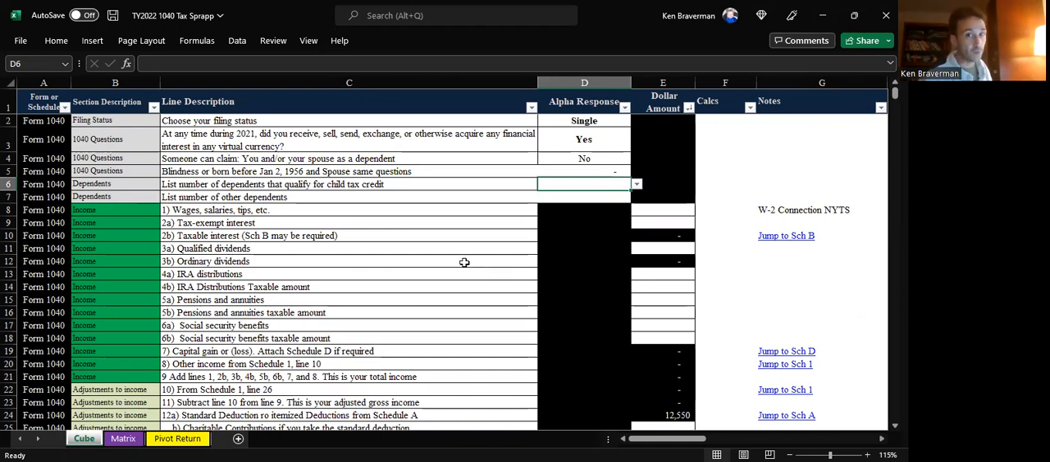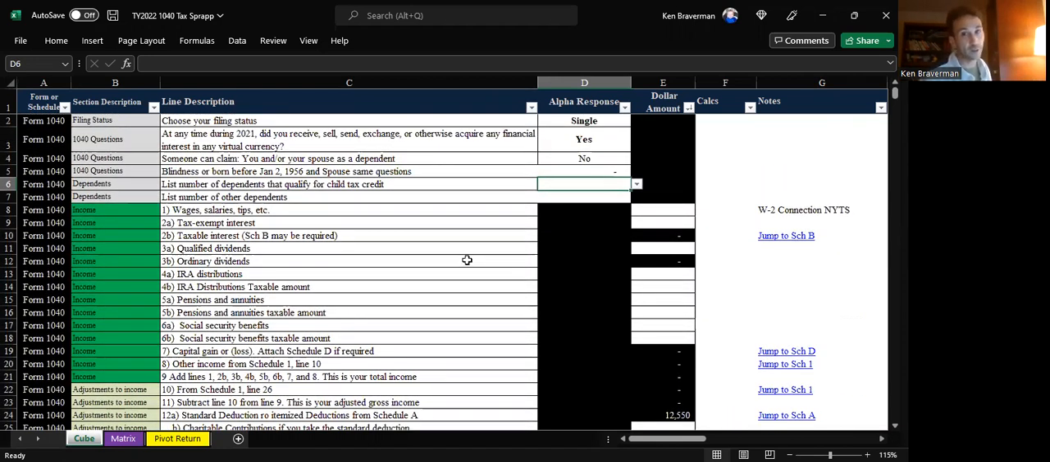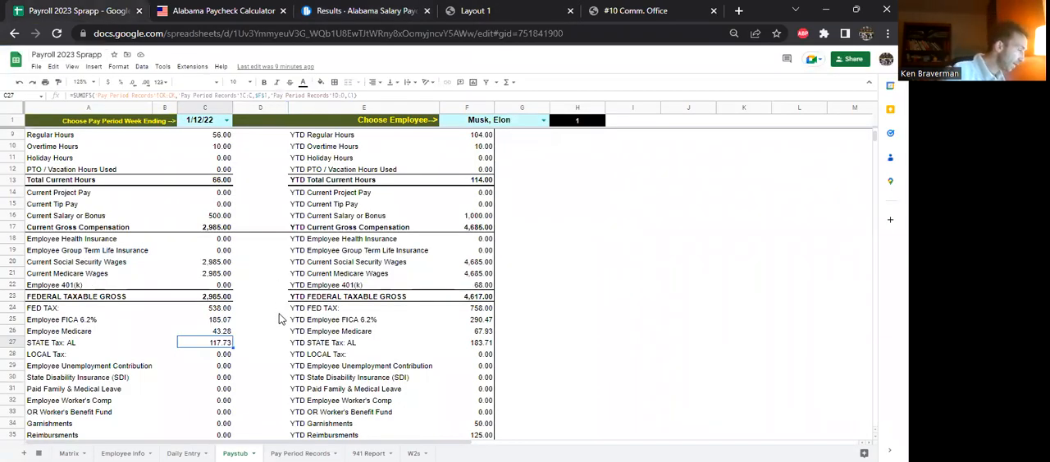So this works for federal withholding right now. It doesn't work for Alabama, but we can add states to this. Just to show you how this works, let's take a look at our employee for a second. So our employee here was making $2,985, almost $3,000 every week. That's a ton of money. That's a pretty big wage for a week. Most people are not making that much.